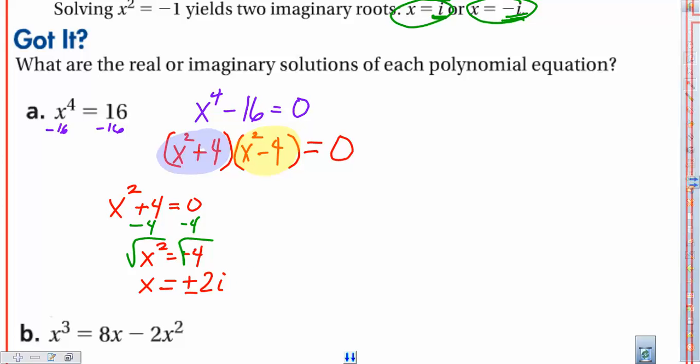Okay, so now we move on to the other one. Okay, so x squared minus 4 could be equal to 0. Let's add 4 to both sides. So that would make it positive 4. Now we can take the square root on both sides. So then x would be equal to a positive 2 and a negative 2.